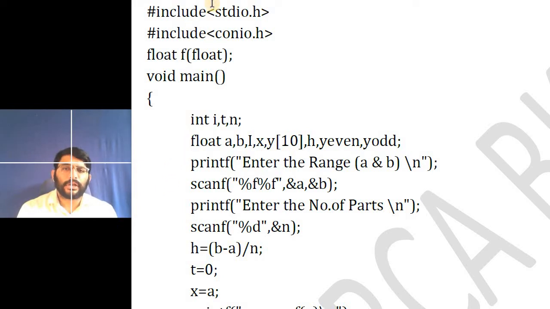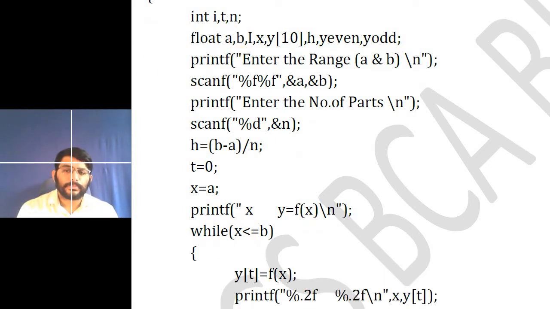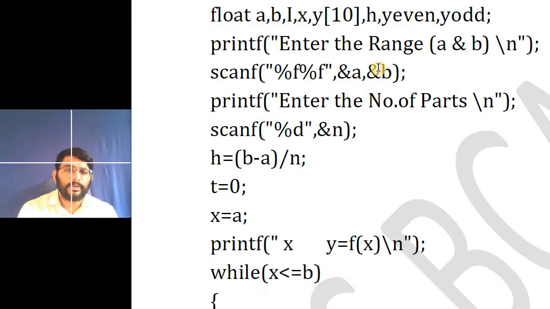Here, like the other normal programs, we have the header file declaration. Let me start directly from the main part. Here we are declaring the variables I, T, N. Along with that, a few more variables are declared, including float variables. Now enter the value for A and B. The concept is around 80% similar to the trapezoidal rule program. So the range A and B is to be entered.